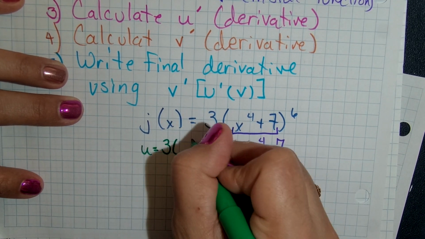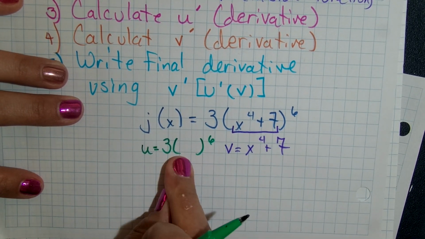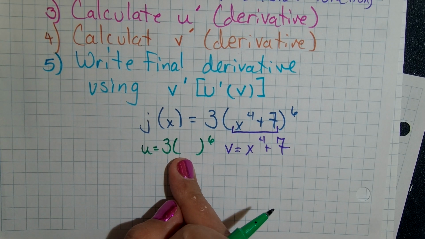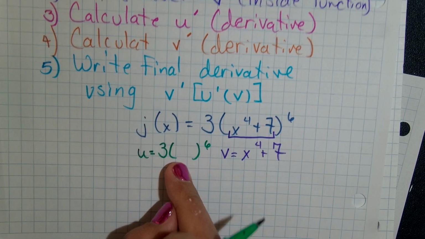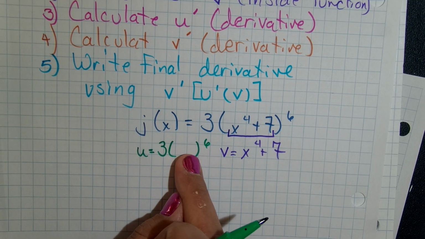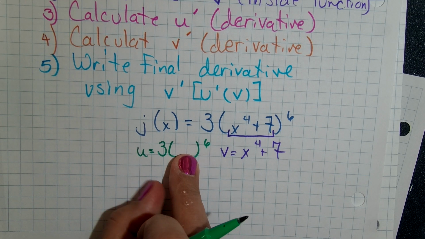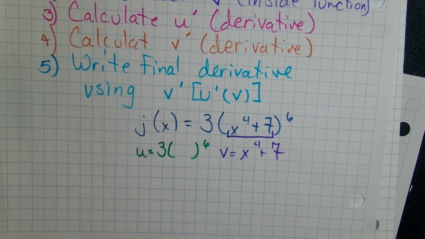When you label your outside function, do not put anything on the inside, because when you're done, you'll see that that is the original function that goes inside there. That's why I leave it blank. Okay, don't put anything in there because it's going to confuse you right now.